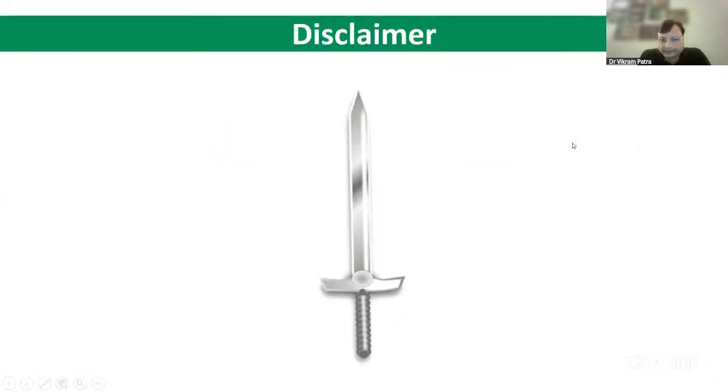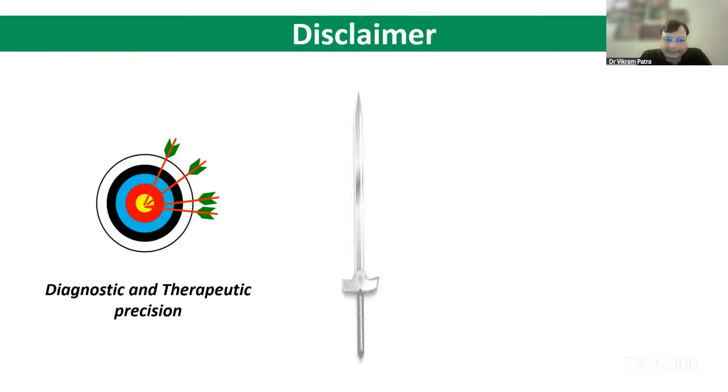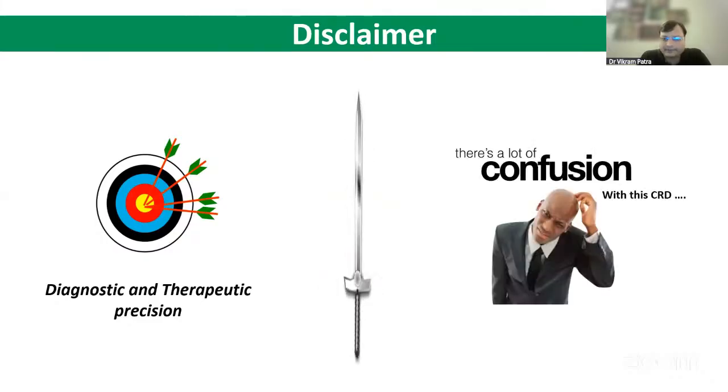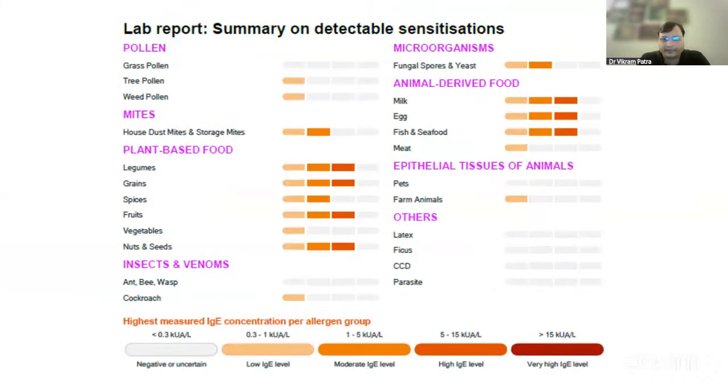But before that, I would like to say this is a newer and very attractive test, but it's a double-edged sword. When you use it rightly, it will give diagnostic and therapeutic precision. But if we do not know it properly, there will definitely be an increase in confusion. Because see, this is the kind of report we can get. You can see everything coming positive. Suppose a child comes with this report, we will be confused what to give and what not to give.